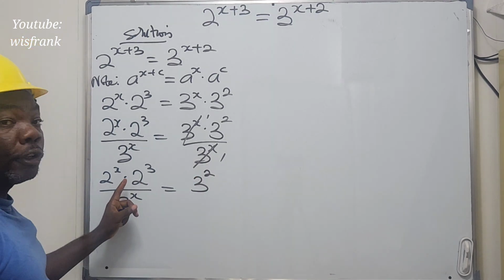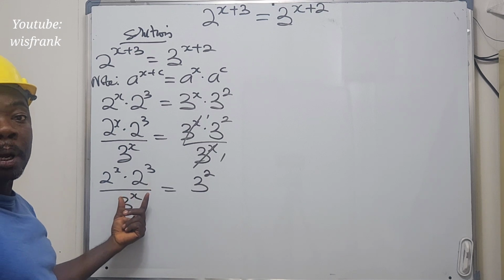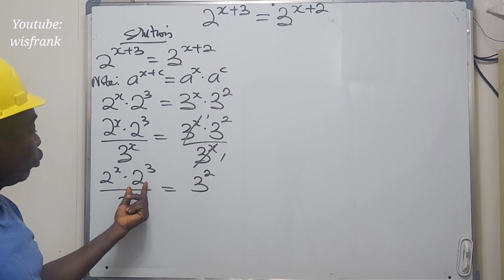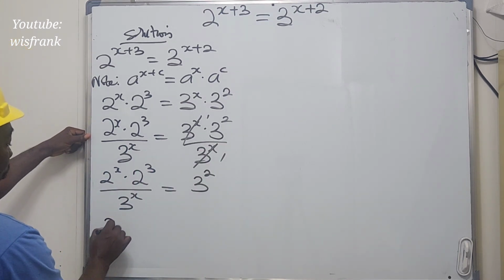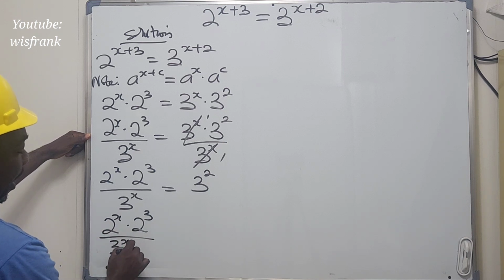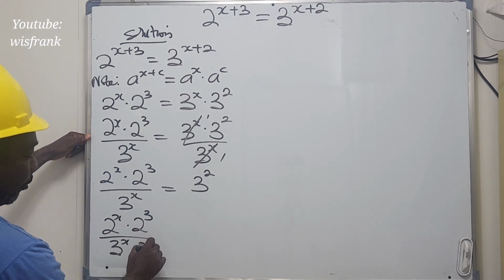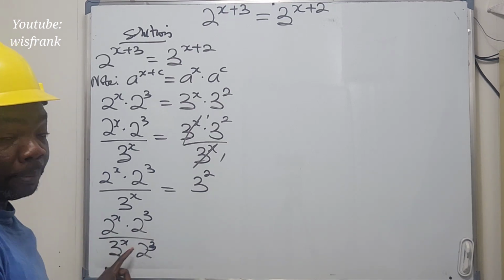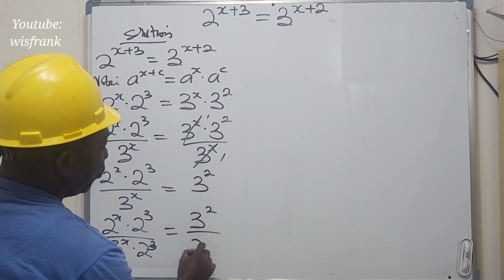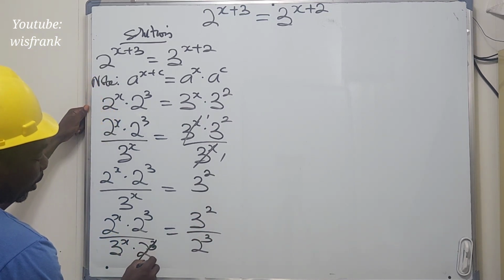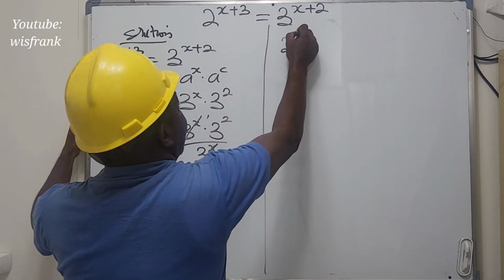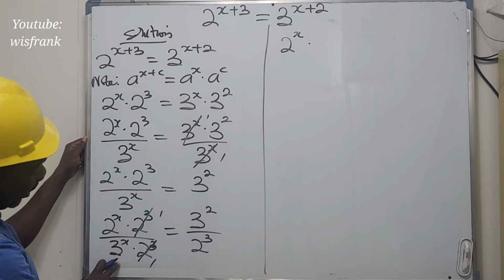As we said before, we move the power of the variable to one side and the power of the constant to the other side. We now divide both sides by 2 to the power of 3. So this will become 2 to the power of x times 2 to the power of 3 all over 3 to the power of x times 2 to the power of 3 equals 3 to the power of 2 all over 2 to the power of 3. In this case, this will cancel here and this will cancel here. We are now left with 2 to the power of x all over 3 to the power of x.